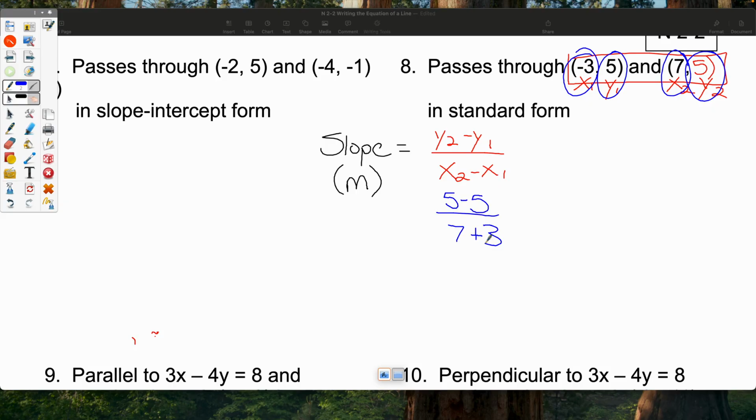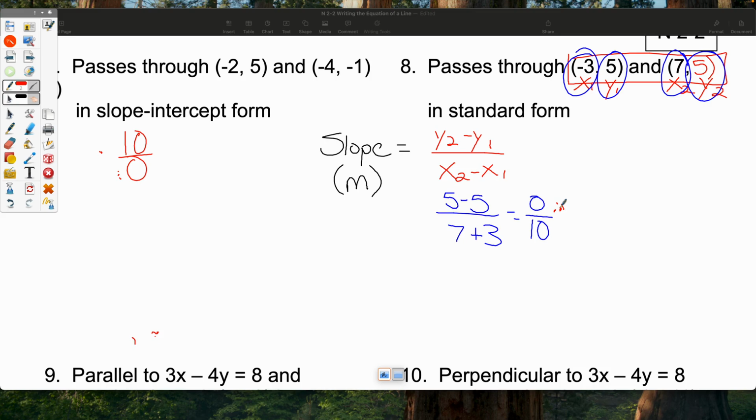And then we can do our math. 5 minus 5 is 0 up top. And 7 plus 3 is 10 on the bottom. Okay. 0 on top. What does that mean? Slope undefined? No. That means 0. Oh, slope is 0. There you go. Undefined would be like if it were 10 over 0. 0 on the bottom is undefined. 0 on top is 0.